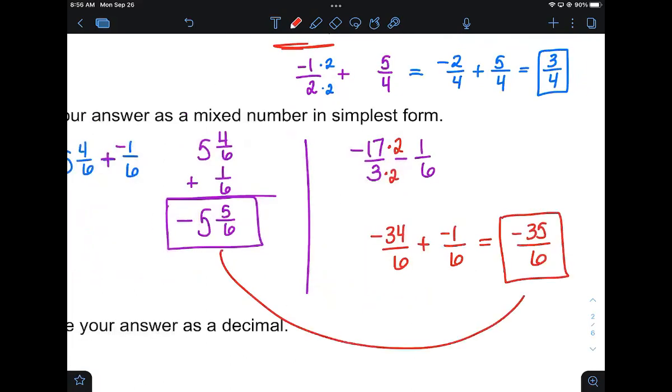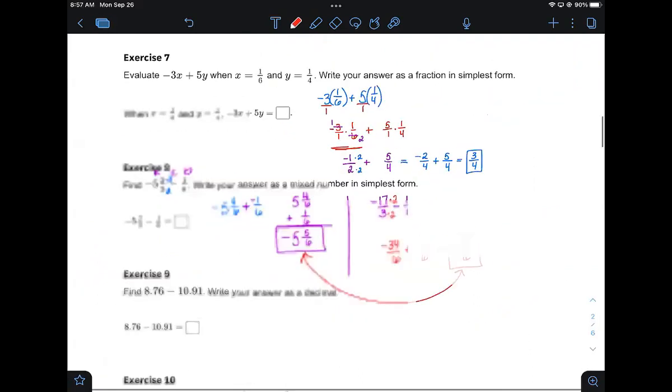That doesn't reduce. 5 and 7 go into 35, but 5 and 7 don't go into 6. 2 and 3 go into 6, but they don't go into 35. So that is actually the same answer. If you converted -35/6 into a mixed number, you would get -5 and 5/6. So I'm fine with either way, regardless what method you choose to use. Let's look at number 9.